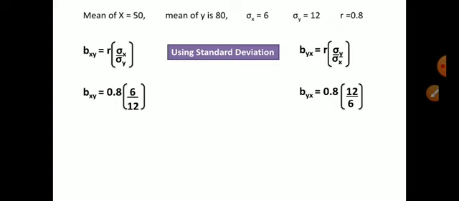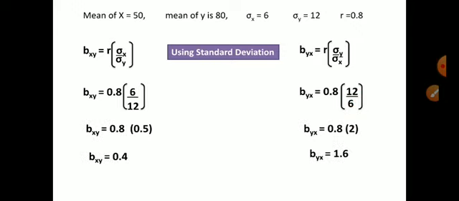Then 0.8 into 6 by 12, 6 by 12 is nothing but 0.5, and 0.8 into 0.5 we will be getting bxy as 0.4, I believe. As well as byx, it is nothing but 0.8 into 12 by 6. 12 by 6 is nothing but 2, and 0.8 into 2 will be getting as 1.6, I believe. Yes. So bxy is 0.8 into 0.5, that is 0.4, and byx is 0.8 into 2, that is 1.6. Now we got the bxy and byx values.